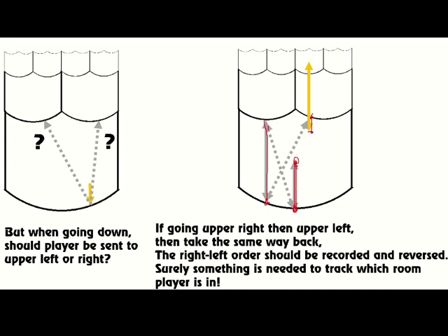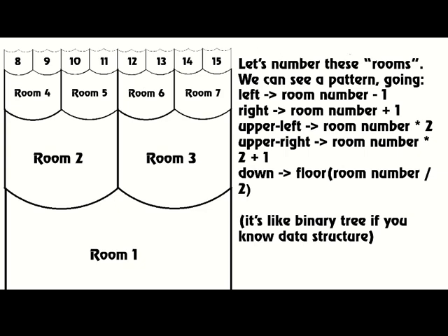It's here. So the first time player should be teleported to upper left, and the second time teleported to upper right to return to the initial point, so that the right-left order should be recorded and reversed. So we come to the conclusion that something is needed to track which room player is in. So let's number these rooms.